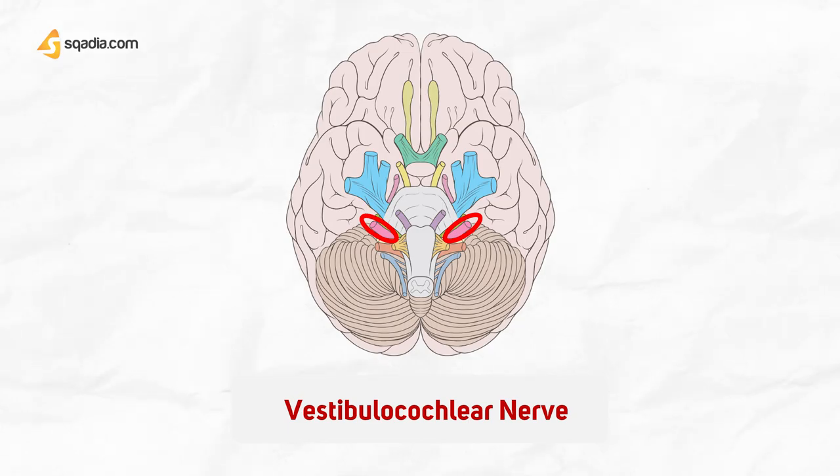The eighth cranial nerve is the vestibulocochlear nerve. The primary function of this nerve is hearing and balance. To assess the hearing, the physician uses the Weber and Rinne tests using a tuning fork. To assess the balance, the physician asks the patient to touch their hands with their eyes open once, and then the physician asks the patient to close their eyes, raise their hand up, and then touch the hands of the physician again.